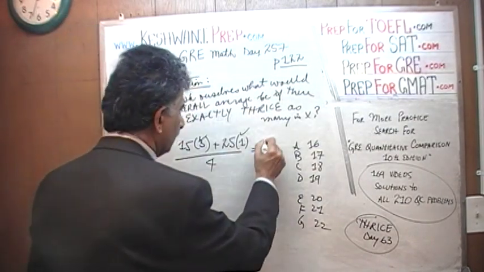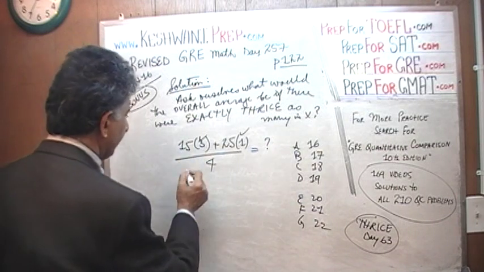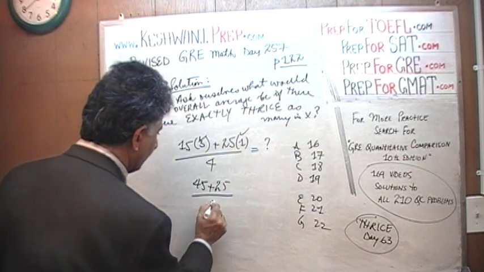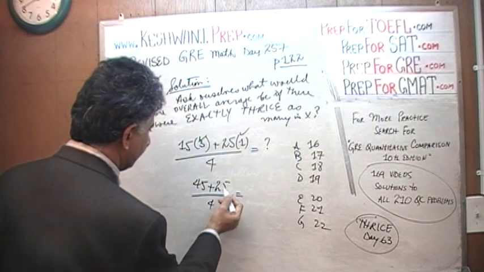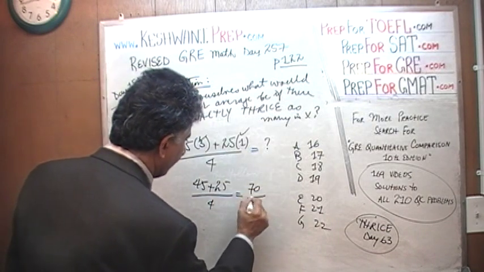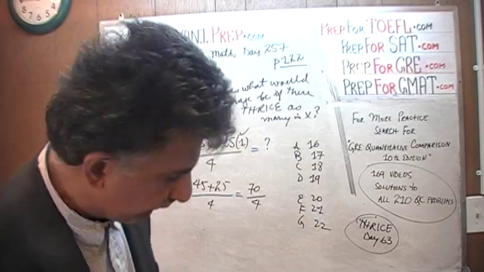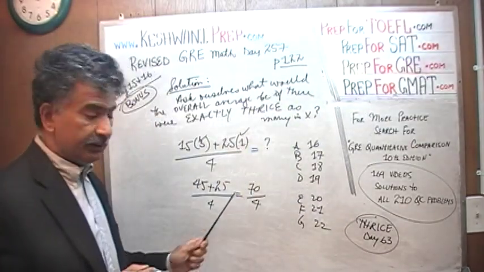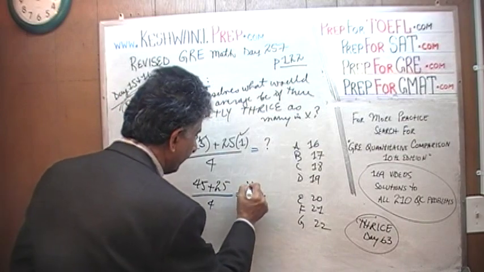Let's find out, shall we? 15 times 3 is 45. 25 times 1 is just 25 over 4. So there's 60, 70, 70 divided by 4. How much is 70 divided by 4? Let's find out, shall we? How many 4s in a 7? 7 has only one 4.